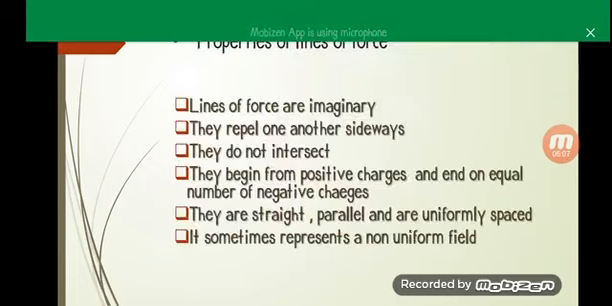Now a uniform field is a kind of field where the force is equal on every side. But if you study the diagrams of different types of fields, electric field, gravitational field, magnetic field, you discover that at some point some lines are curved, some lines are straight. So it is not a uniform field.